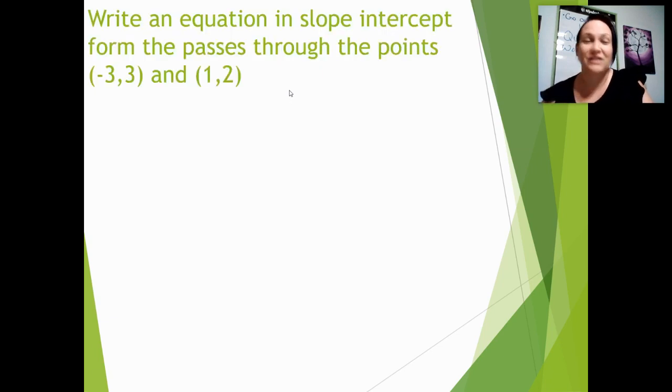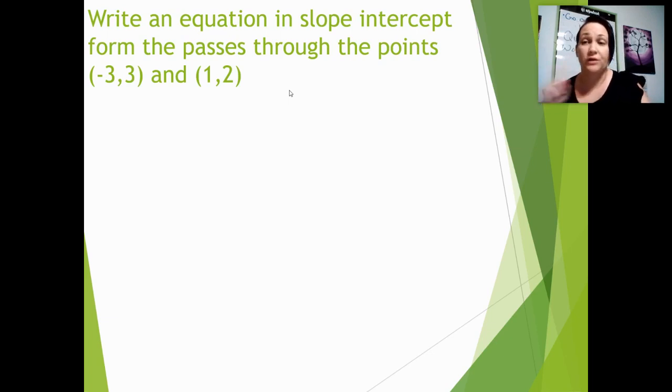Here is our first example. The directions are the same from earlier this week. I want you to write an equation in slope-intercept form that passes through the points. And then here's where it's a little bit different, because I didn't give you the slope. Instead, I gave you the two ordered pairs. So in this problem, my ordered pairs are -3, 3 and 1, 2.